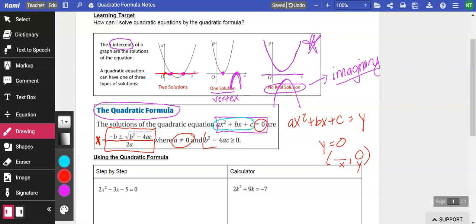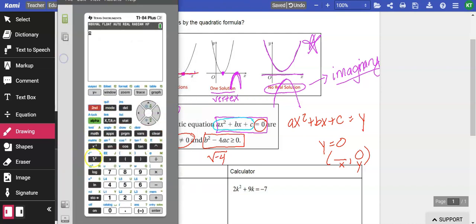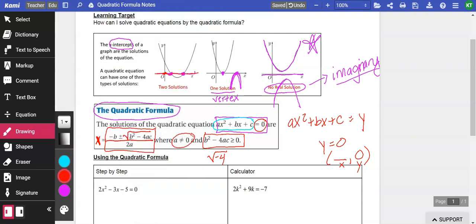And b squared minus 4ac must be greater than or equal to 0. Because that piece is underneath the square root, and we can't take the square root of a negative number. We try to do the square root of -4. Let's just show you that. Got the square root of -4. We press enter, and we get this error message that says non-real answers. So that's going to be another thing you'll touch on in high school. Because when that happens, that means you have no real solution. That means your graph is not touching the x-axis. All right.